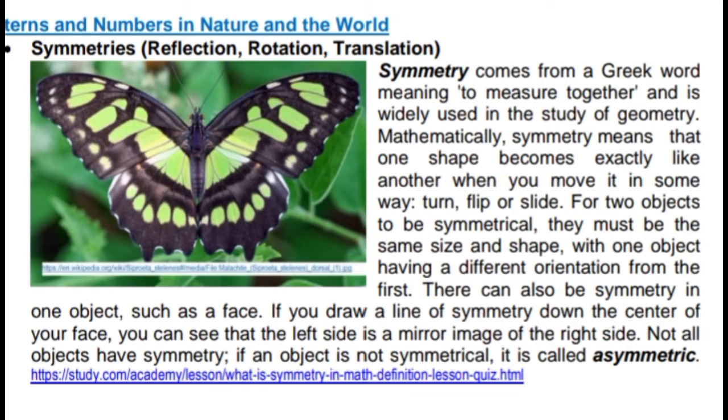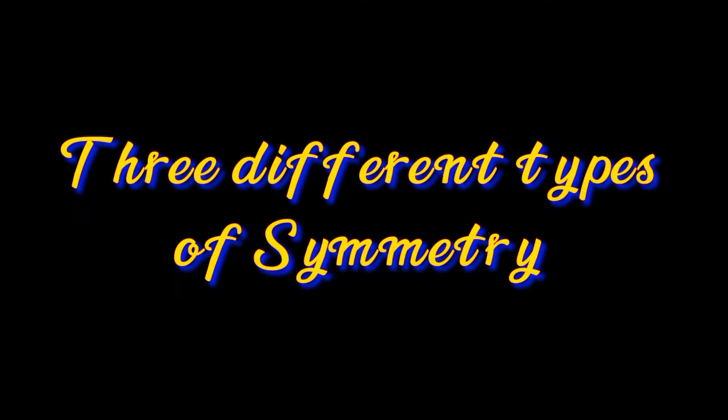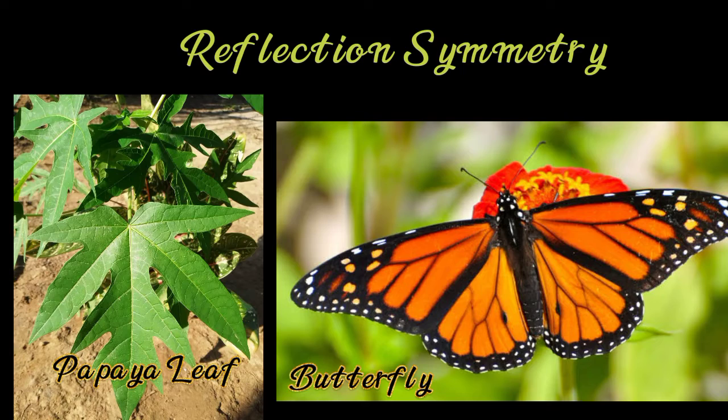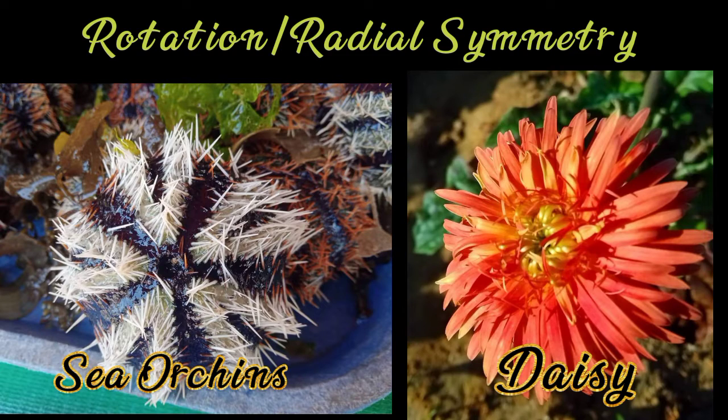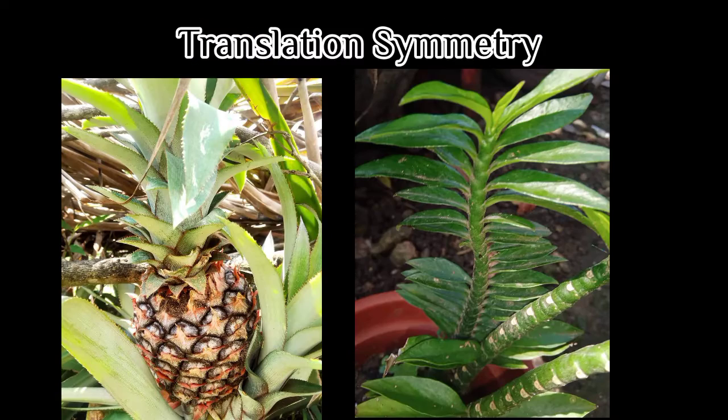The opposite of symmetry is asymmetry. An object is asymmetrical if it is not the same size and shape. There are three types of symmetry: reflection symmetry, radial symmetry or rotation symmetry, and translation symmetry.